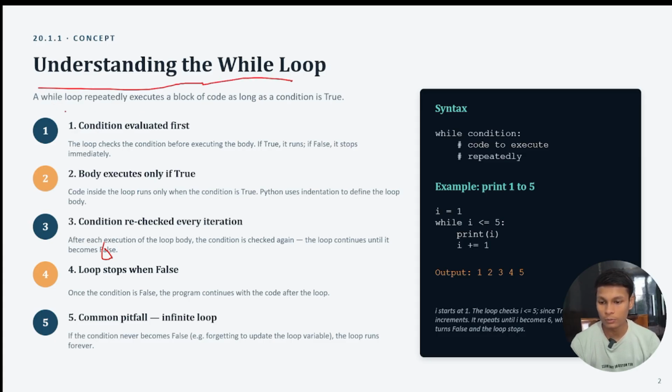What is a while loop? A while loop repeatedly executes a block of code as long as the condition is true. Firstly we see the syntax of the while loop. The syntax is like this: here the while is there, then the condition and the part which you want to execute. Okay, and the iteration part is also there, but firstly see the simple syntax of our while loop.